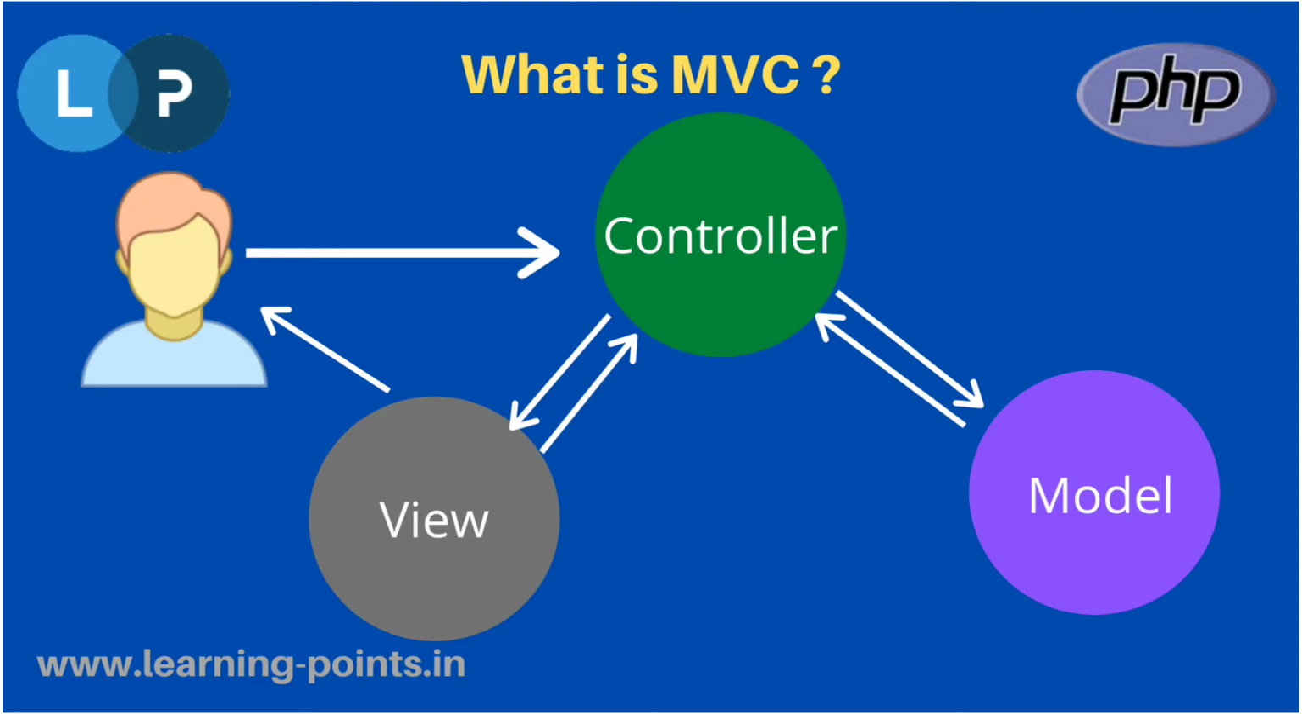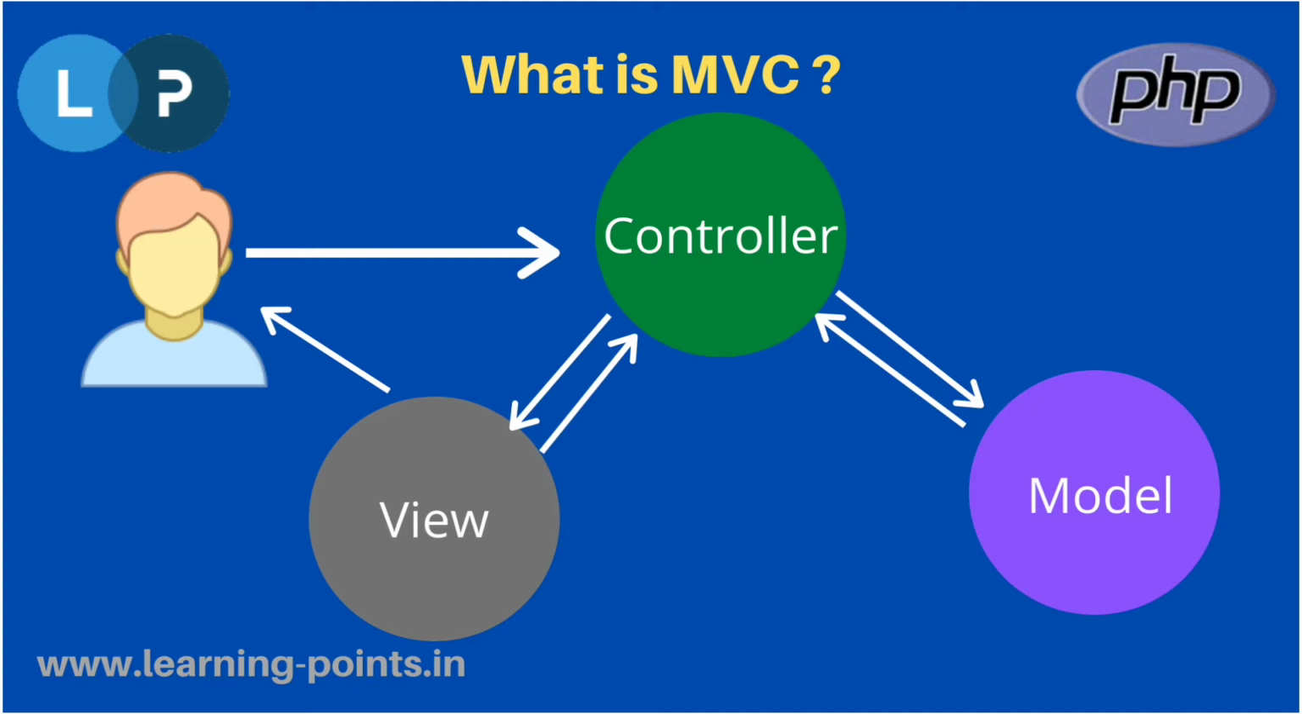The reason for the three parts is basically to arrange the user interface and the code structure in a better way. The main reason to separate it into three parts is to separate the business logic and the application data from the user interface. The three parts of MVC are model, view, and controller.